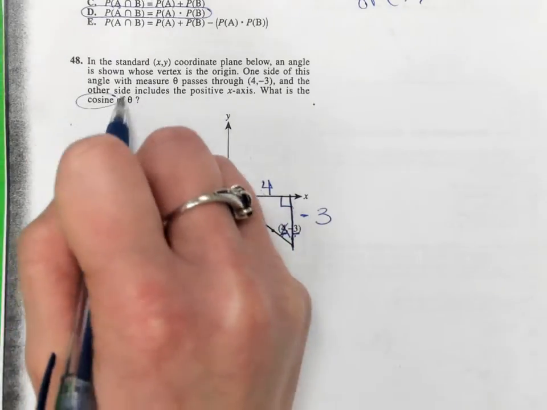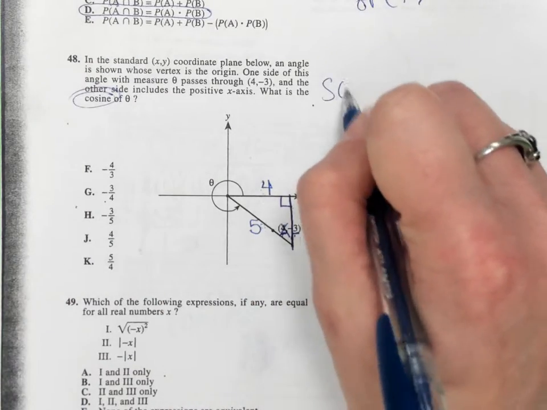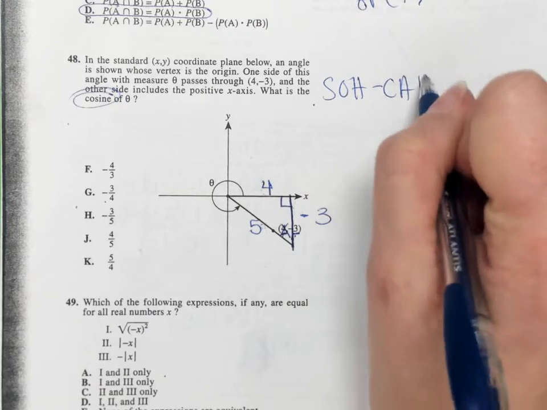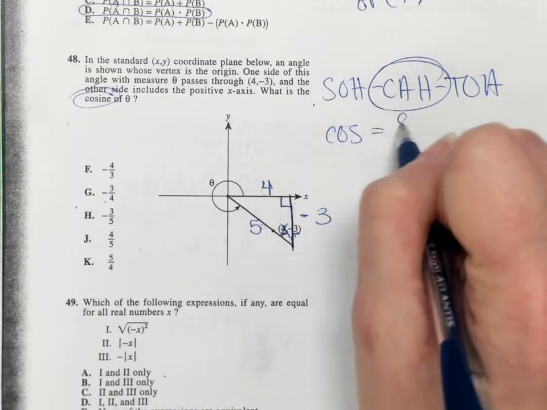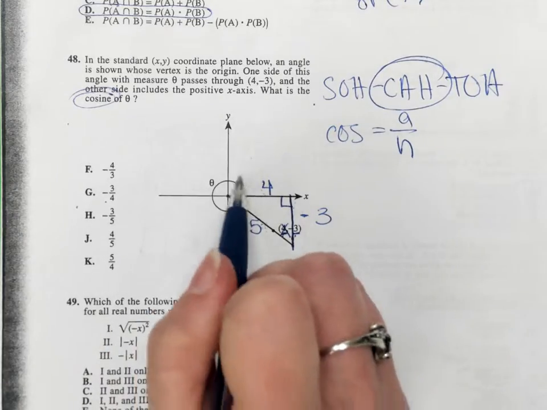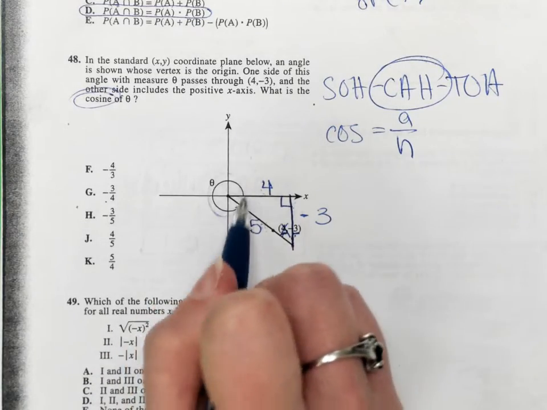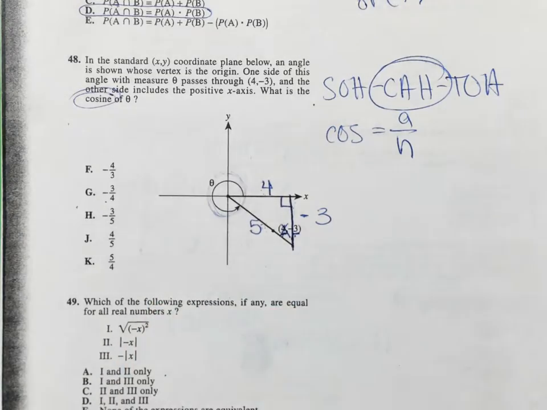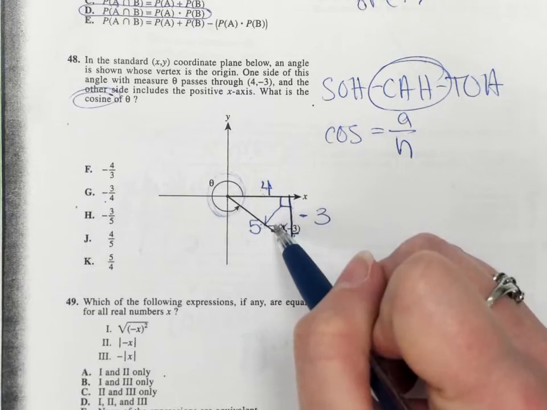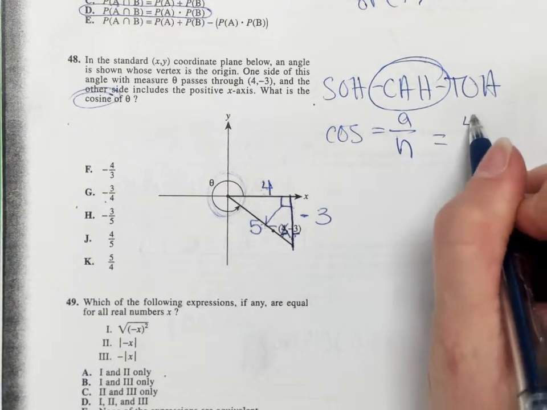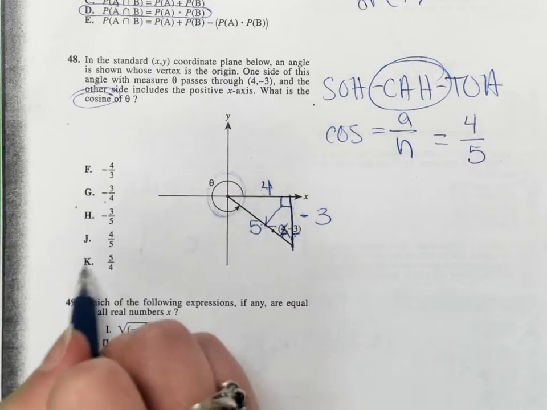What is the cosine? Here we go. So cosine, remember SOHCAHTOA? All right, cosine is adjacent over hypotenuse. So we want this angle right here. What's the adjacent? What's the one right next to that angle? 4. Why did we not use 5? Because 5 is what? The hypotenuse. So this is 4 over 5. Very good.